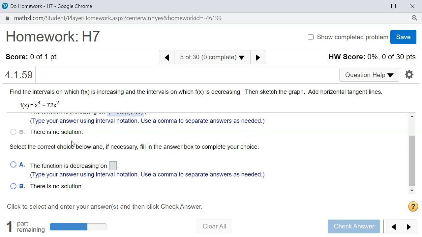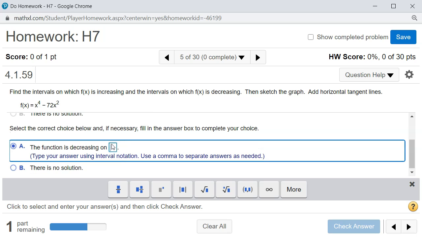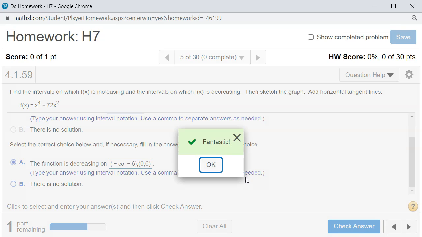Next one. Select the correct choice for where the function is decreasing. That's basically everywhere else. So it's going to be negative infinity to negative 6, and then between 0 and positive 6. Let's see if they like that answer. All right, so we got that.